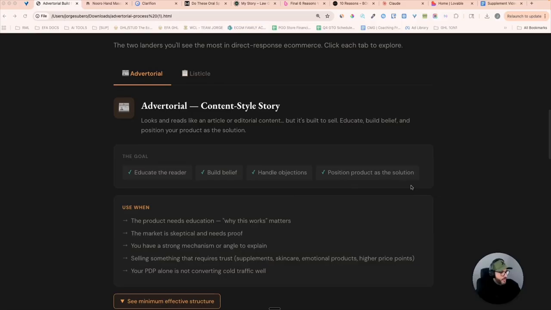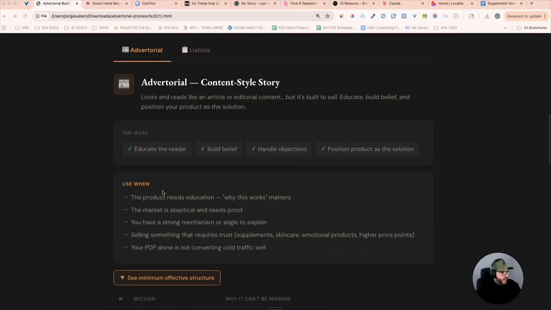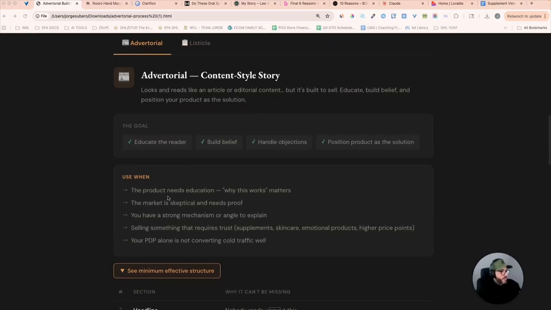You use the advertorial more when the product needs education, when the product needs to explain why this works. There are products that are new in the market, and we need to educate the market to understand more about our product. The market is skeptical just because they don't know the product. They want to make sure they are making the right decision.